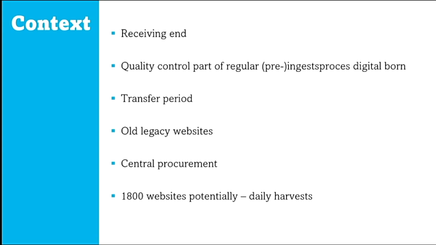But they do all have to transfer eventually. And the Dutch government loves making websites. There was even a comedian doing a sketch on how many websites we have, and it's a lot. There's 1,800 websites potentially, and we are asking daily harvest. So for now, we don't have a lot, but we can already imagine that there's a wave of web archives coming our way in a couple of years, and we really need to be prepared for that.